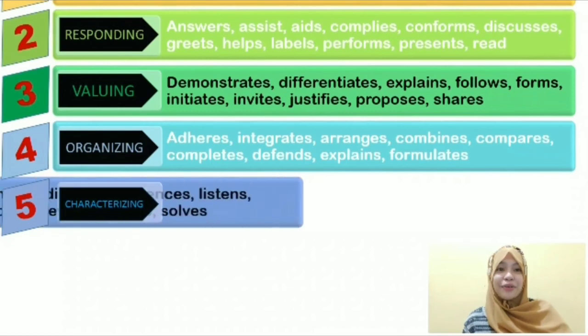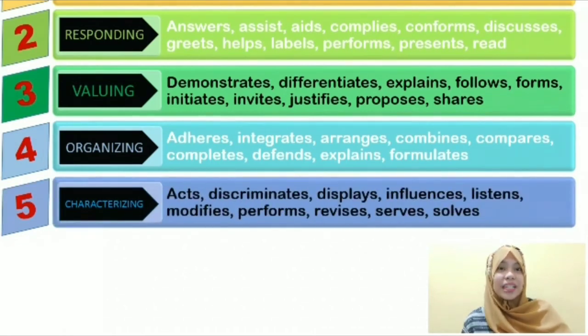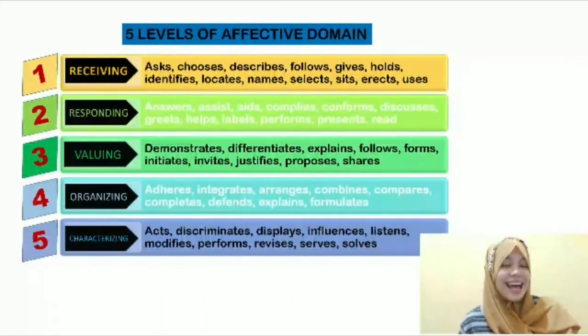Lastly, the highest level of the affective domain is characterizing or internalizing. In this phase, the learner acts consistently based on the system of values that has been internalized. In this level, students control and guide their behavior. They help to reinforce positive attitudes. The keywords for setting effective learning objectives of the lessons are acts, discriminates, displays, influences, listens, modifies, performs, revises, serves, and solves. And that's it. Those are the 5 levels of the affective domain by Benjamin Bloom.